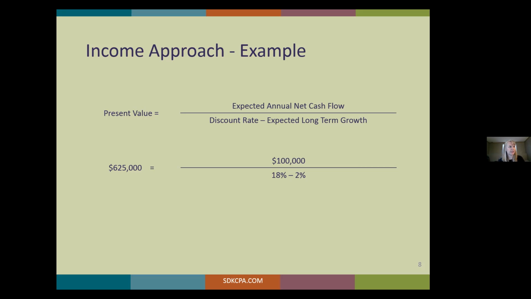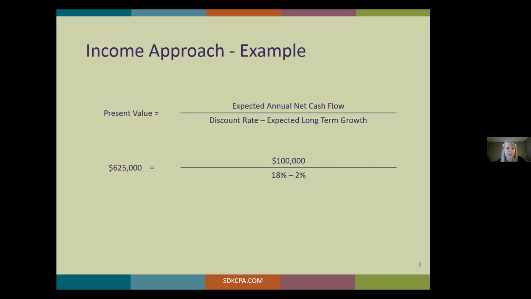So moving on to this slide, this is just a visual representation of a simplified example of the income approach. And here it can be viewed as a mathematical fraction. So in this example, expected annual net cash flow, discount rate, and expected long-term growth are expected to remain constant. So we don't have to do a forecast into the year. We can just use 1 year to come up with our value.